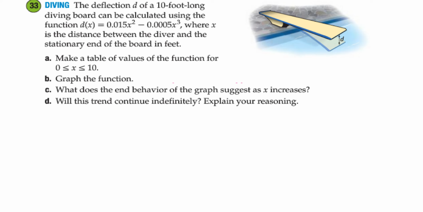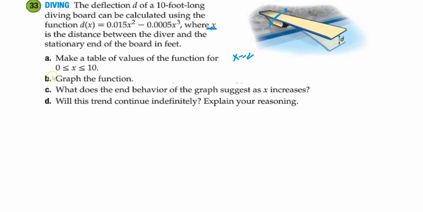So let's look at this problem. I like these. The deflection d of a 10-foot long diving board can be calculated using this function, where x is the distance from the diving board. Again, super important. X is the distance between the diver and the stationary end of the board, in feet. So if x is 2, that means you're 2 feet away from this box right here. That'd be x, right? So that's all it's saying. How far are you from the base of it?